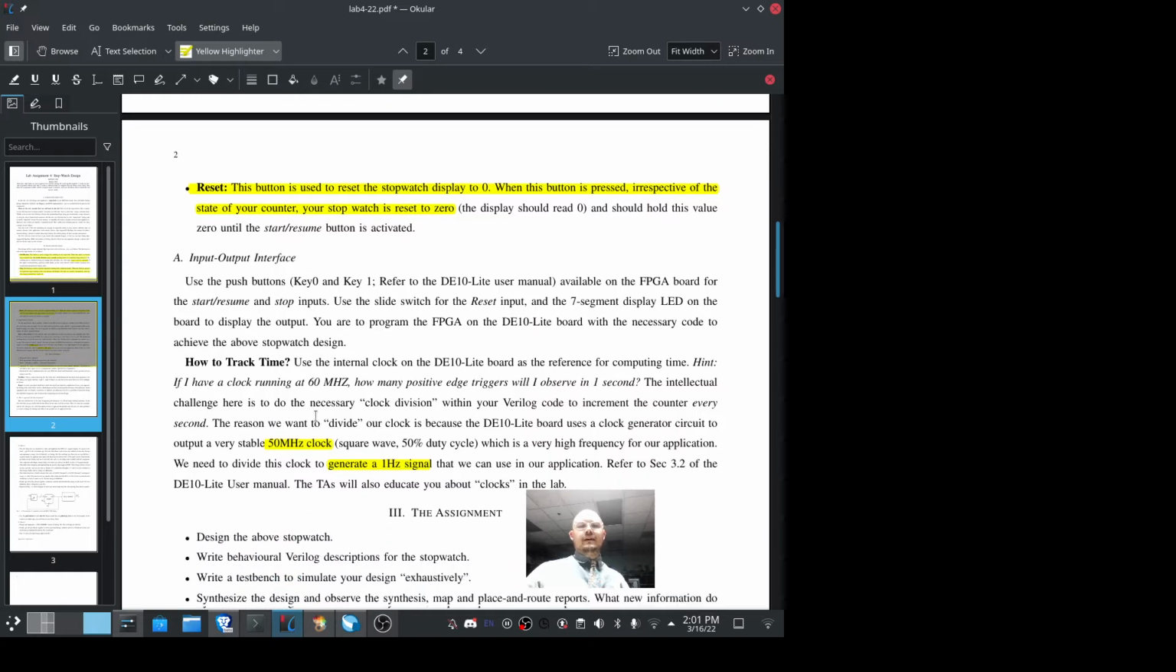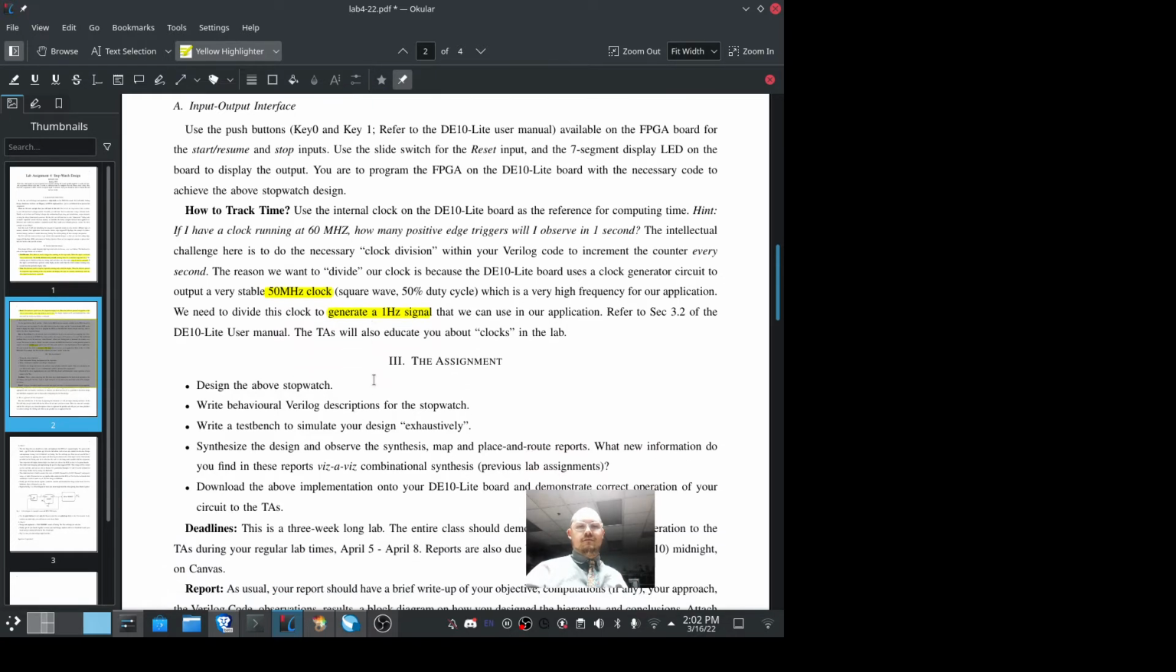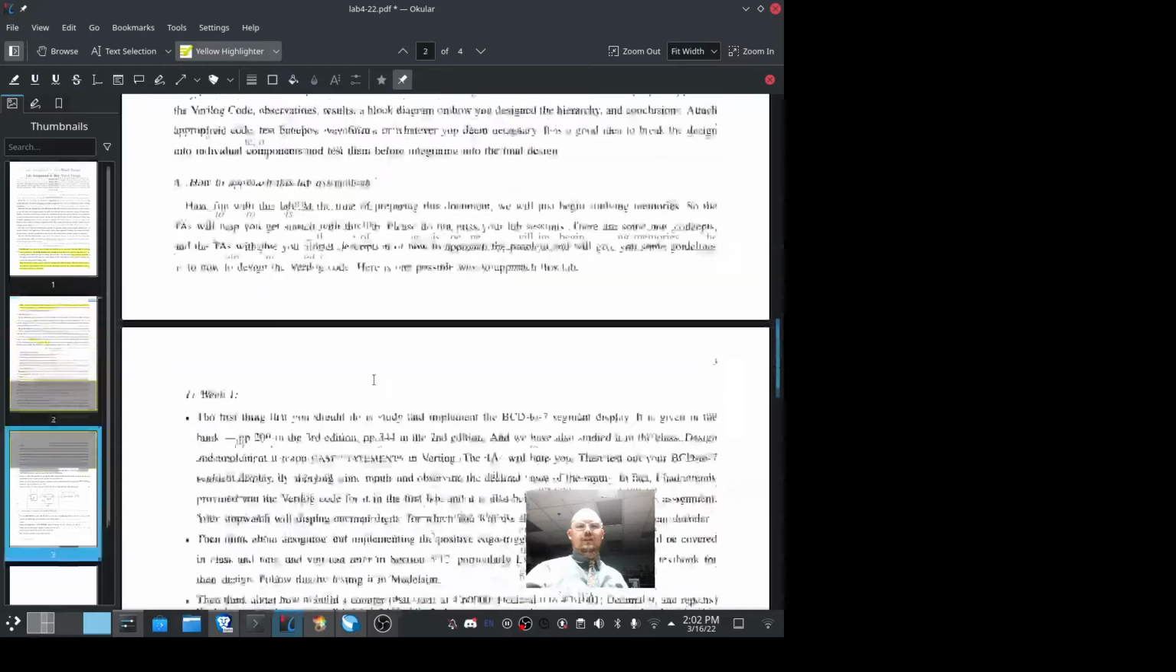Okay? Then we have some details about tracking time. It says that we have a 50 megahertz clock, a very stable 50 megahertz clock on our board, and we want to generate from that a 1 hertz signal so that we can tick the clock every 1 second, and we will discuss that. Okay, and then you get your deadlines and other stuff.